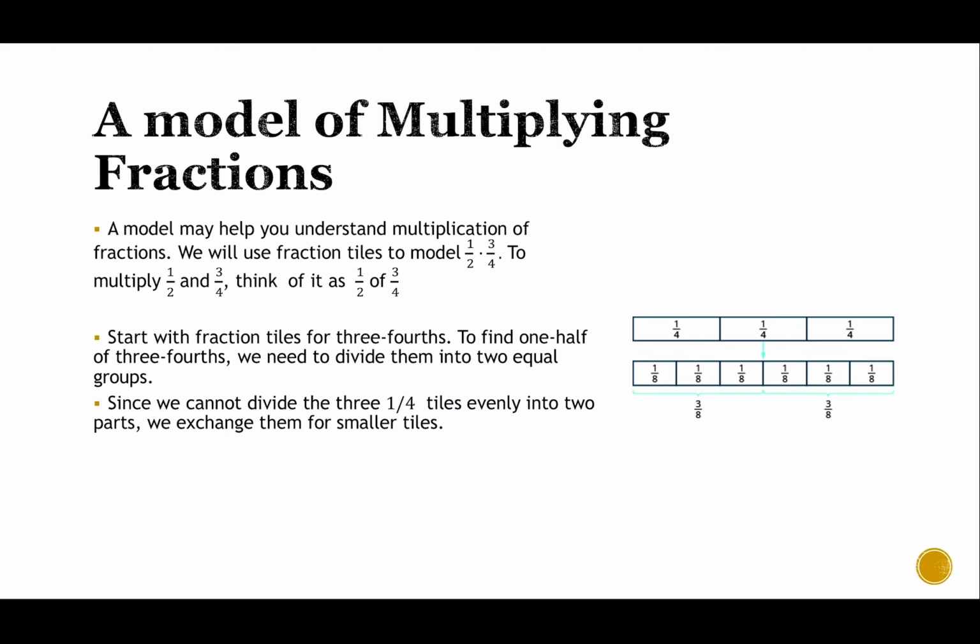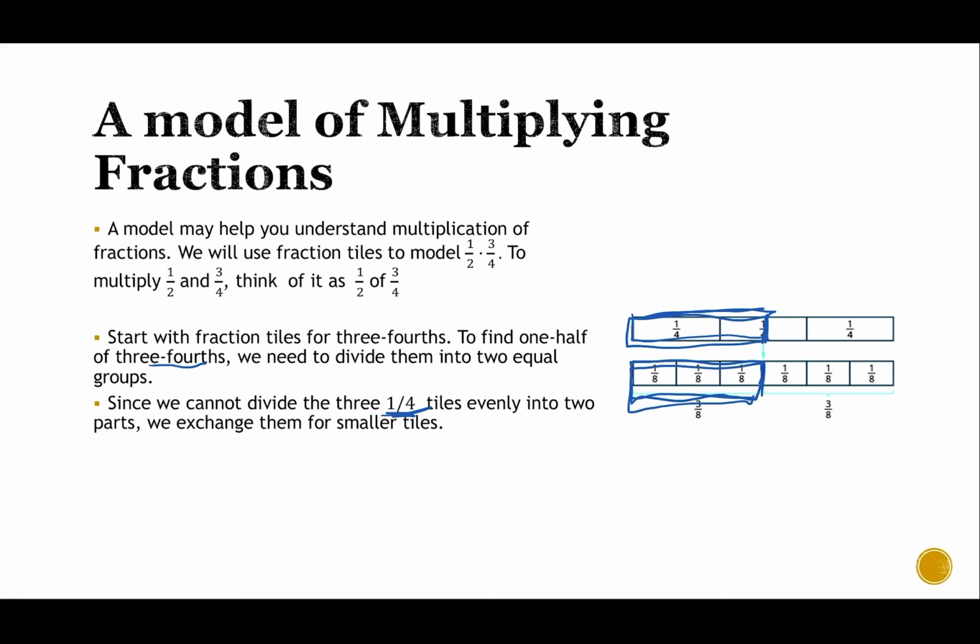So here I have 3/4 in this bar, and I only want half of it. Well, that's going to be 3/8, right? I couldn't say 1/2 of 1/4, right? So we start with these fraction tiles, we find 1/2 of the 3/4, we divide them into two equal groups, and we need to divide them smaller, right? So we can see that it's 3/8.